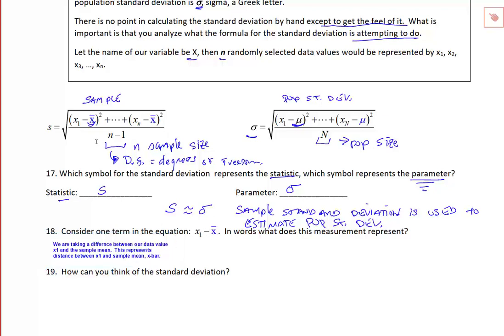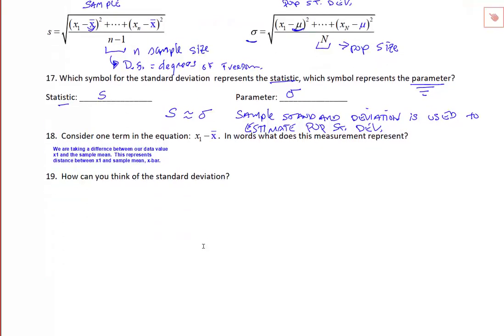So that's what that indicates. This is a distance. So what are we really doing? And this is an important calculation. We are taking the difference to find every single data value's distance away from the mean. So the mean becomes the center of all the data values, and now we're seeing how far all these values are away from the mean.